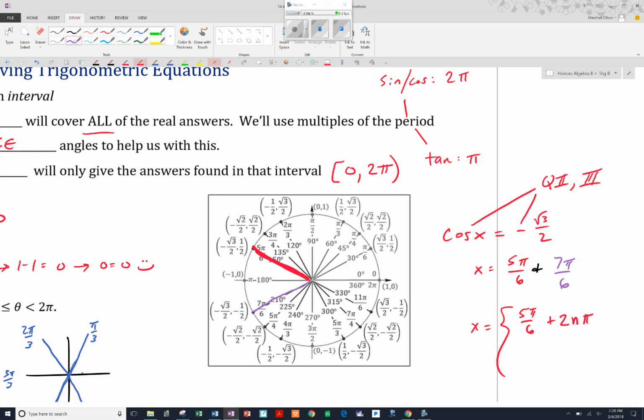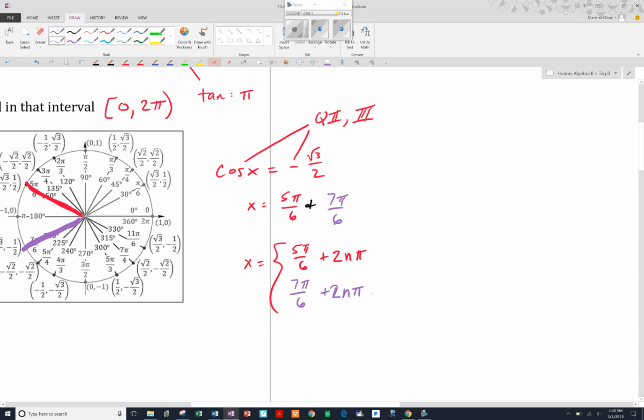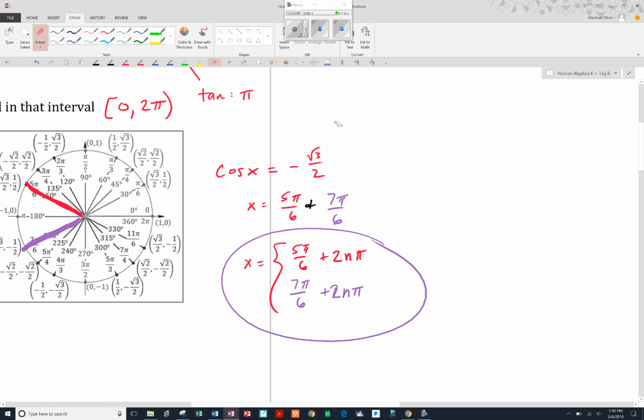And if I want to cover all the angles that fall on that terminal side, then I would start with that 7 pi over 6, and I would add multiples of 2 pi. And we just write that like this. We add 2n pi. That means multiples of the period, or multiples of 2 pi. This is the solution, the general solution to that cosine x equals negative square root of 3 over 2 equation. That covers all of the solutions.